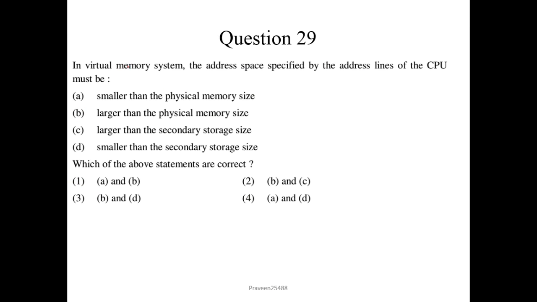Now question number 29. In virtual memory system, the address space specified by the address lines of the CPU must be. So here smaller than the physical memory size. This is not correct. Should be larger than the physical memory size. This is correct. Larger than the secondary storage size, not, should be smaller than the secondary storage size. So here B and D is correct. Third one is the correct answer.